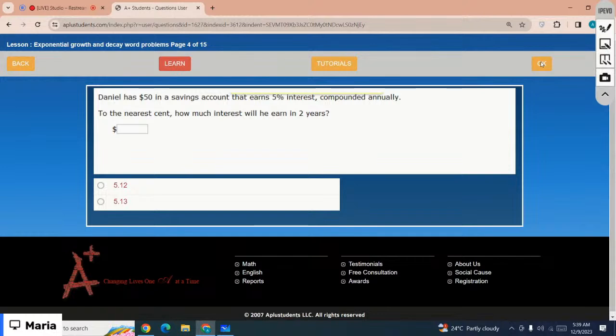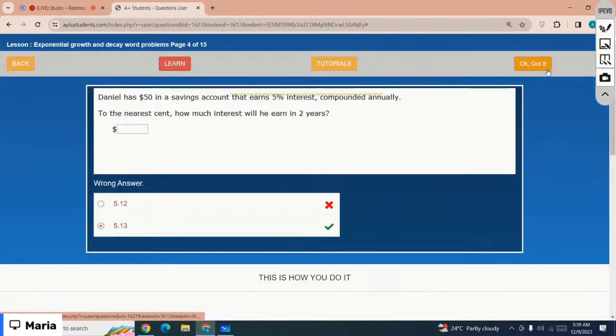That is 5.12. Option number 1 is the correct option. 3, hold on. Okay, yes, I have to round off the number. That is 5.13. The correct option is 5.13, right?